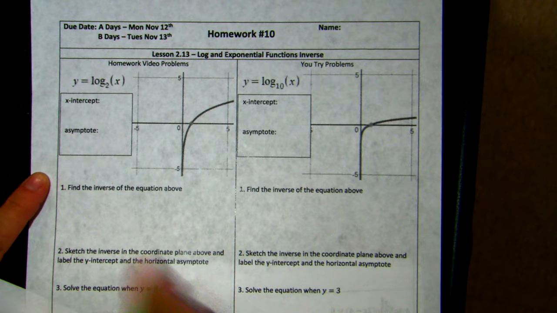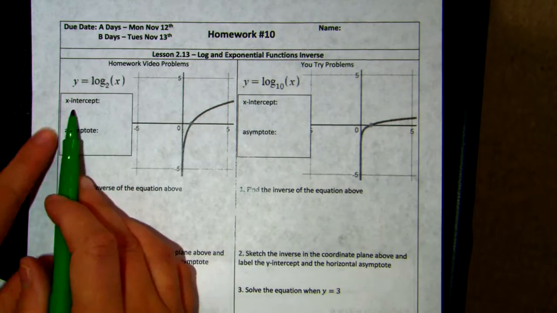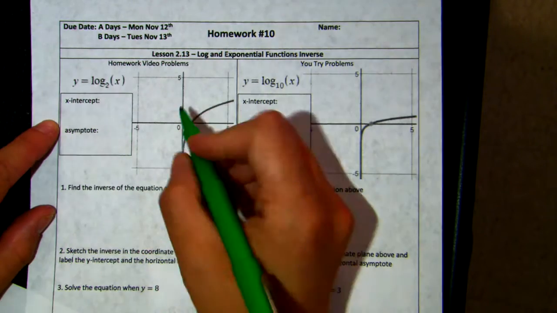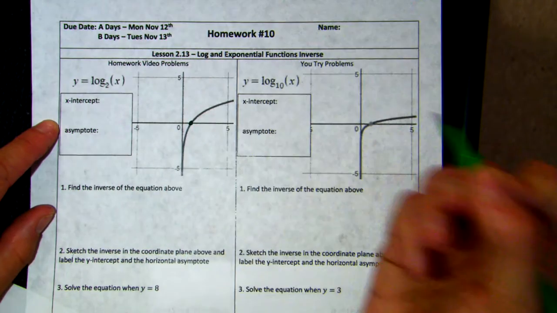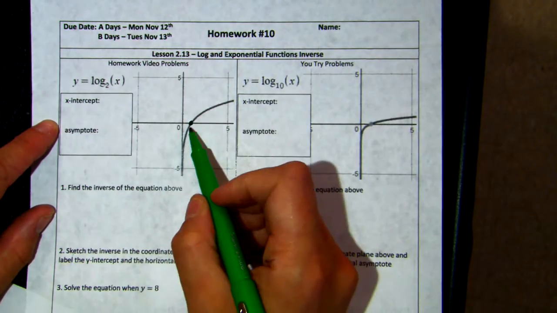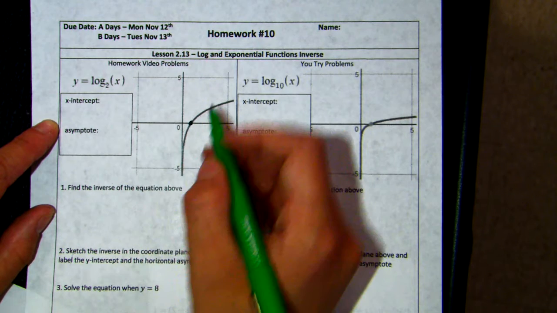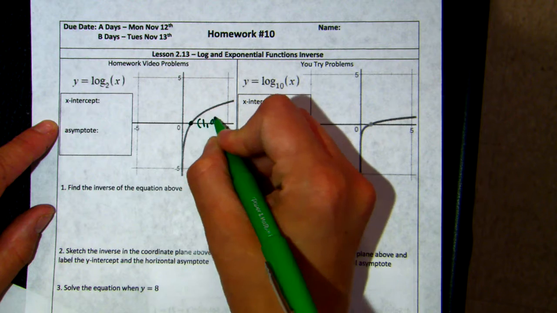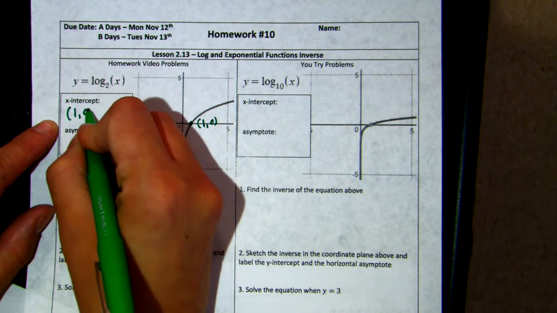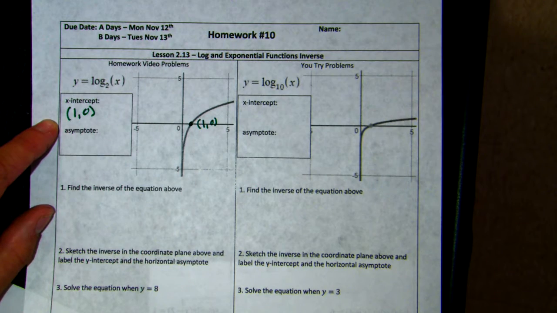Okay, I'm going to do the problem on the left-hand side. This one is first asking for our x-intercept, and this function has already been graphed for us. I know it's kind of hard to see here, but our x-intercept's where it crosses the x-axis, and this is at the point 1, 0. So my x-intercept is at the point 1, 0.